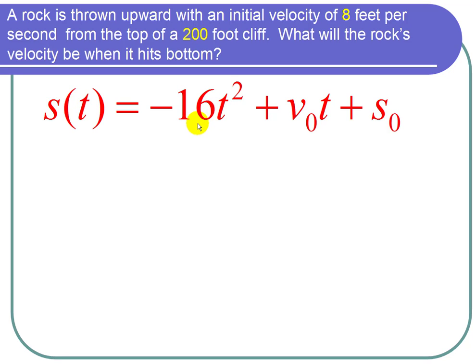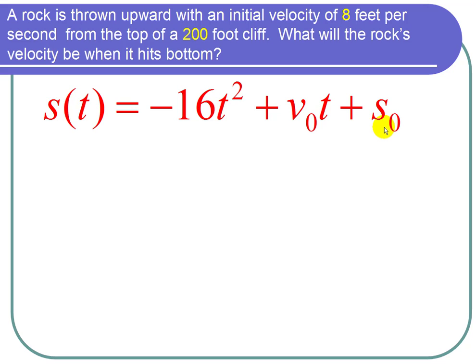So next, let's look at the problem again and notice that the initial velocity is 8 feet per second. So that means v naught is 8. And the initial position is 200 feet because it's on top of the 200-foot cliff. So that's what s naught is. I can plug those numbers in, and I have my position function for our particular rock.